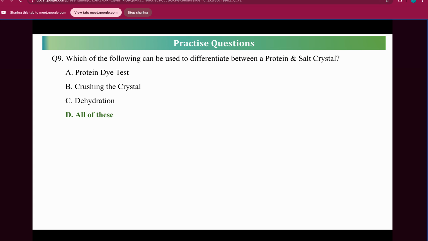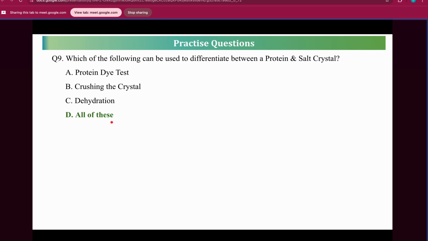And then the third thing is dehydration. This is also one of the tests, because when we were talking about protein crystals, we said that they contain a lot of water inside. So if they get dehydrated, they will break into smaller units, whereas salt crystals do not get affected by dehydration. So this is also a distinguishing test for protein and salt crystal discrimination. That's why the right option was all of these.